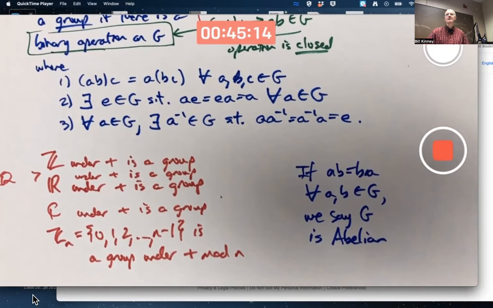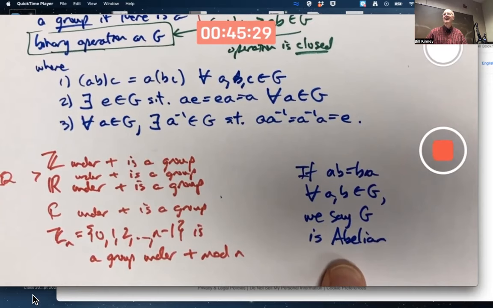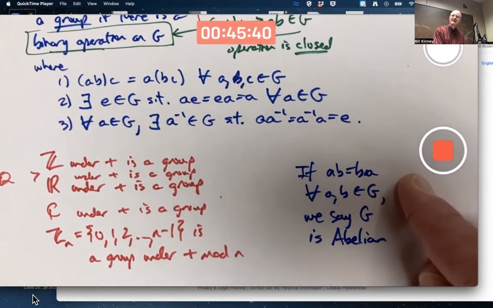I think he was a Swedish mathematician. Maybe Norwegian. I'm like a quarter Swedish, a quarter Norwegian, so I don't really care. But one of those two was where Abel was from, and he lived a couple hundred years ago. When the group satisfies the commutative property, we say the group is abelian.